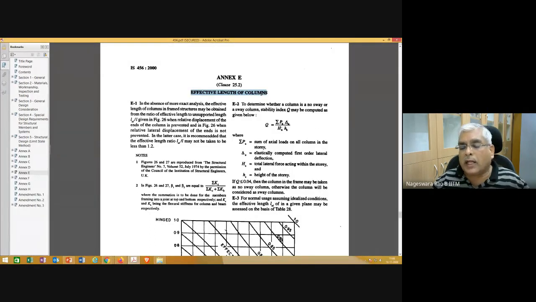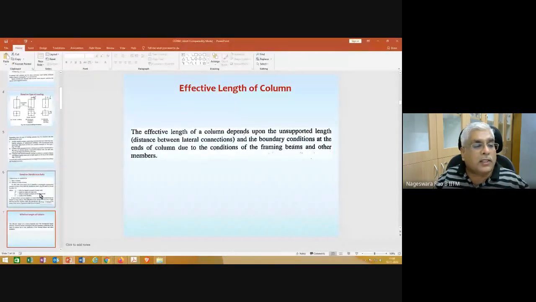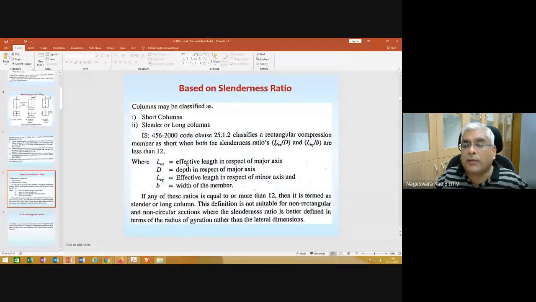Accordingly, you can design them depending on whether they fall under the category of short columns or long columns. When the effective length with respect to the major axis, you need to make use of that Annexure E and get the effective lengths, and then take these ratios. If these two ratios, with respect to the major axis as well as the minor axis, are less than 12, then it is classified as a short column. Otherwise, it is classified as a long column.